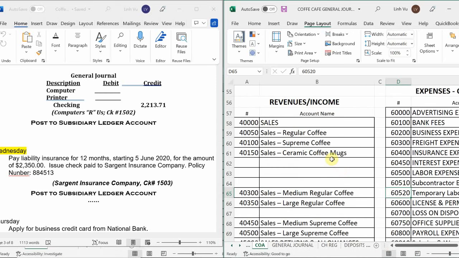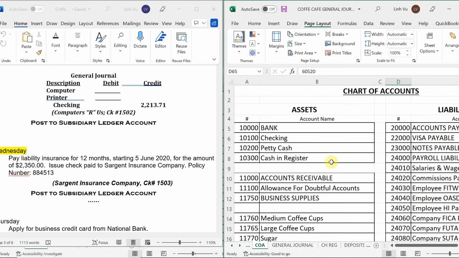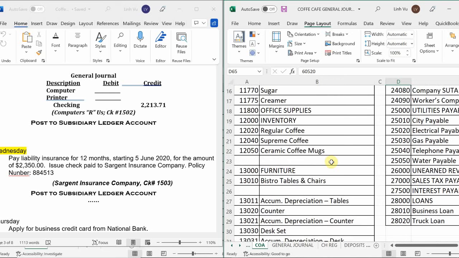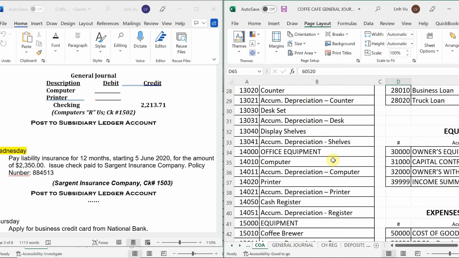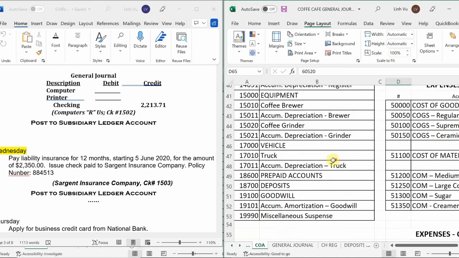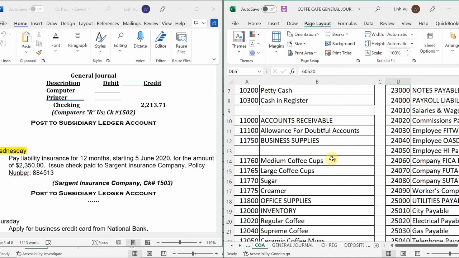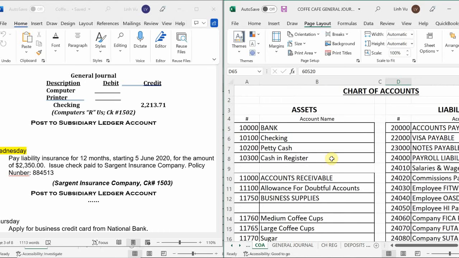Now, what about making prepayments? Because in this case, I bought 12 months worth of insurance. That's going to be a prepaid account, right? Because I'm buying insurance and paying for it in advance. So, do I have anything that is a prepaid? Yes, we do, right? We used this account before, prepaid accounts, account number 18600. And of course, how did we pay for it? We used a check. So therefore, we're also going to be issuing a check.